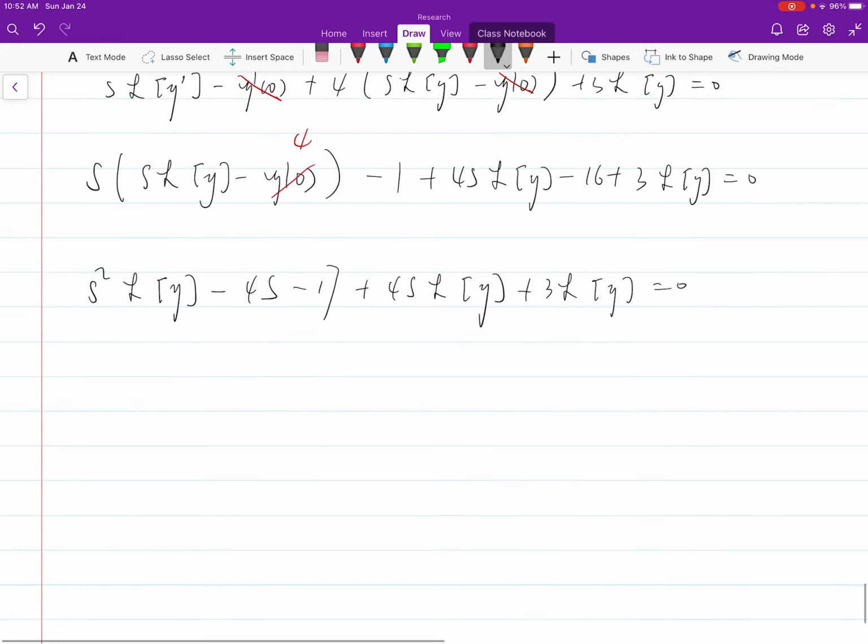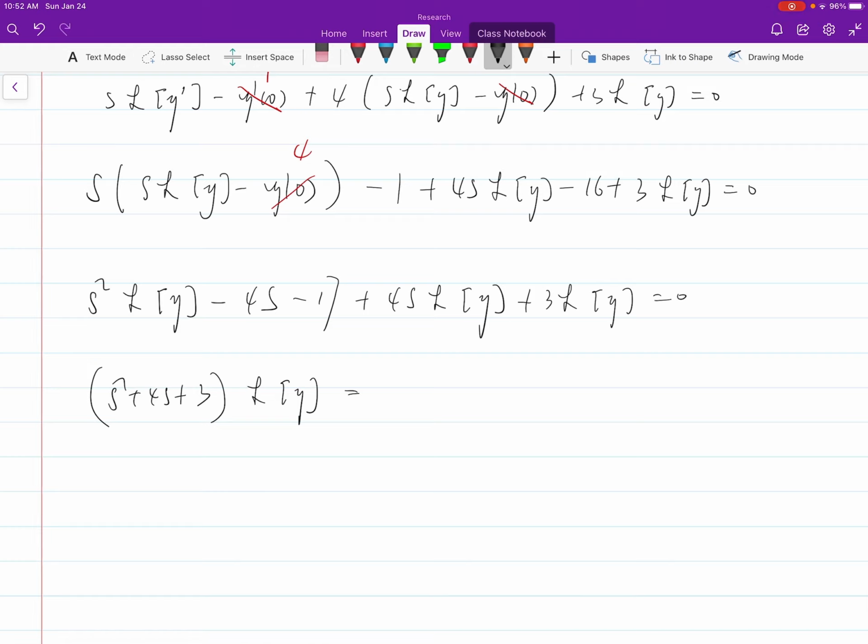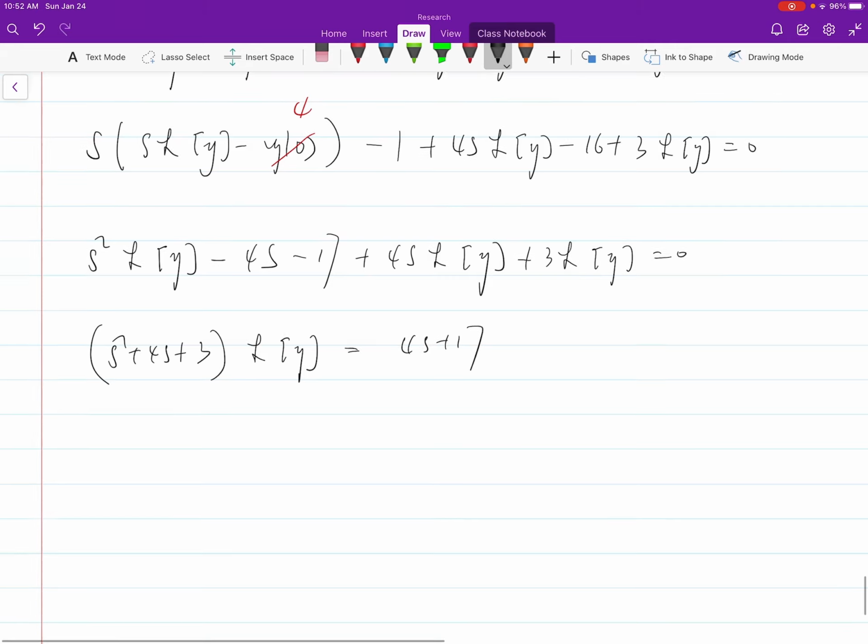Now let's clean everything a little bit. S squared plus 4s plus 3 Ly equals 0. Okay, so finally we have 4s minus 17.